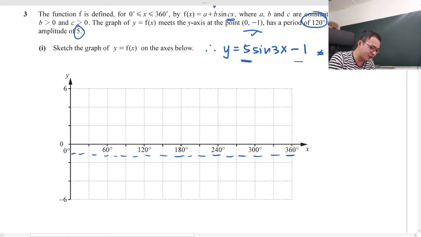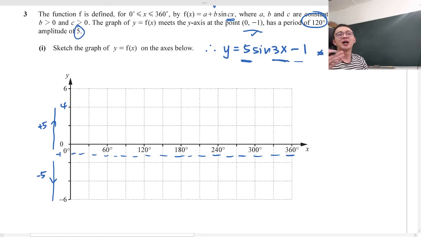And then the amplitude is 5. That means from the negative 1 here, I need to plus 5 units here. So I will get 4 here. And then I will minus 5 units here. Then I'll get negative 6. So therefore, I will draw over here. And 3x tells me what? I should have 3 cycles in 360. And then the period is 120, right? So that means each of my cycles is 120.